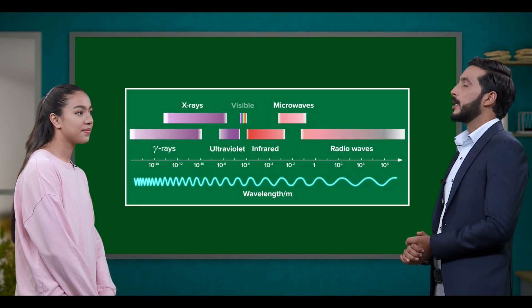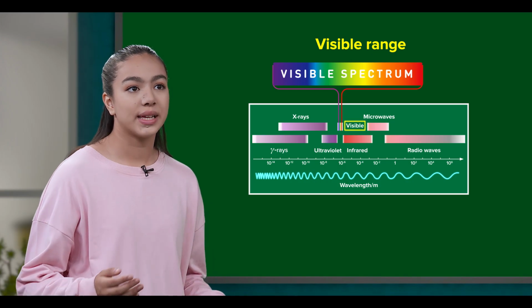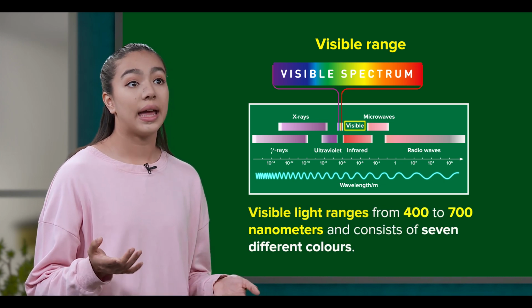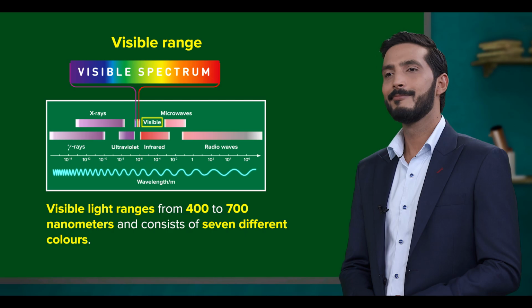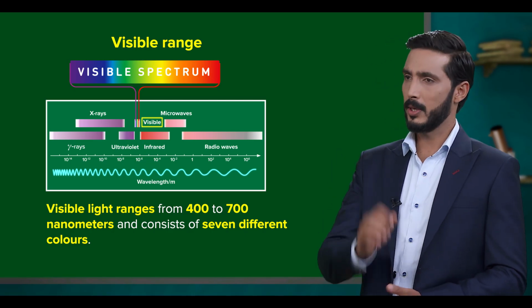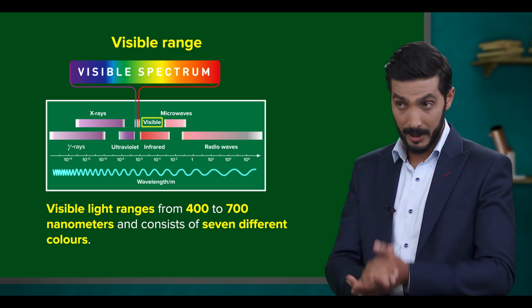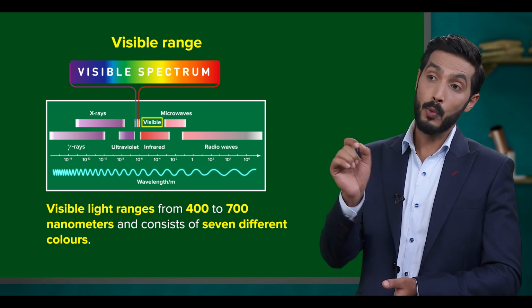Now, moving on to the visible range. Can you briefly describe it? Of course. It ranges from 400 to 700 nanometers and consists of 7 different colors that are visible to human eye. Indeed. Although this region is a very narrow portion in the electromagnetic spectrum, it is the only region through which we see the world.